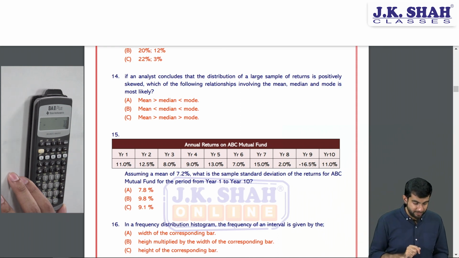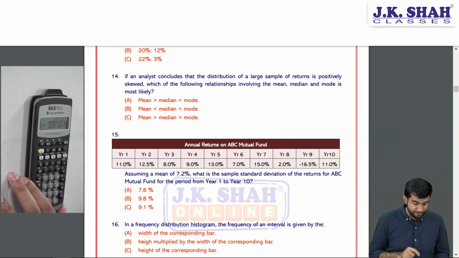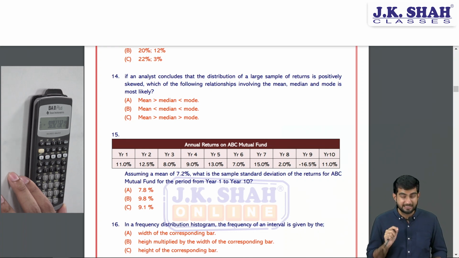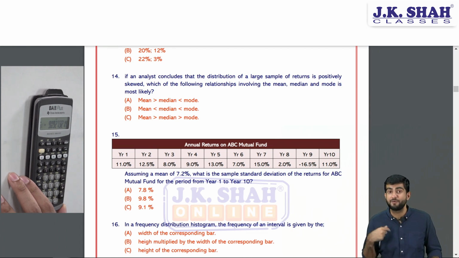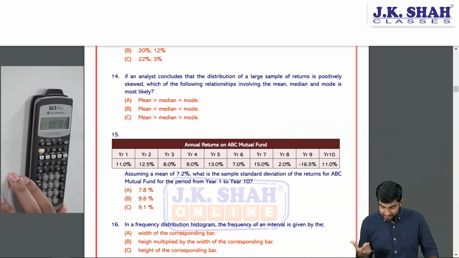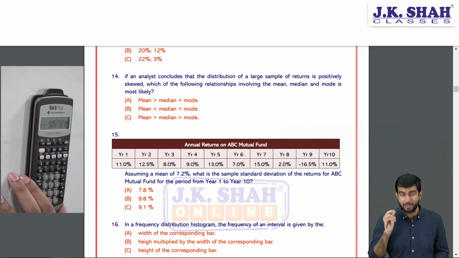Press the down arrow, x bar is the mean of the numbers which I have inputted. Press the down arrow, SX stands for sample standard deviation. It's appearing as 9.09. That is what we wanted to find out. So the answer is option C, 9.09, rounding it off 9.1%.